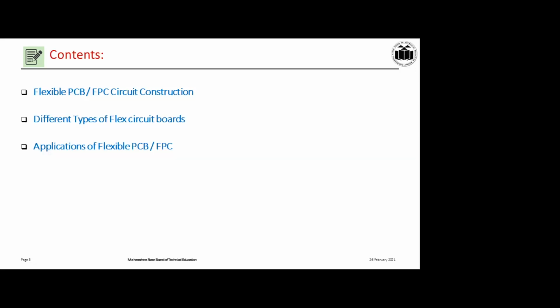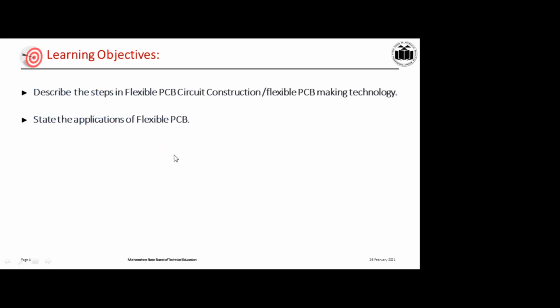In the first part A, we have seen the flexible layer architecture. Now in part B, we will see the contents: first, the flexible PCB and FPC circuit construction; second, different types of flex circuit boards; and third, application of the flexible PCB or the FPC boards.